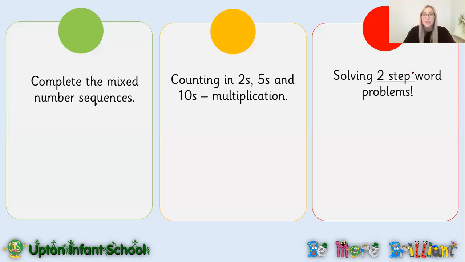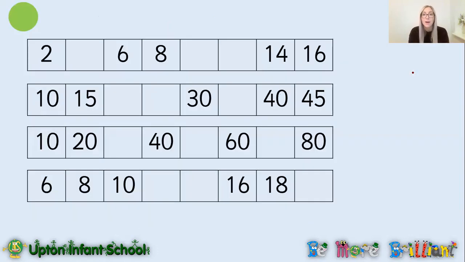So your challenges today are the green challenge, which everybody can have a go at, are completing the mixed number sentences. Then the amber challenge or the yellow challenge is counting in 2s, 5s and 10s and its multiplication. Then the red challenge is having a go at solving those 2-step word problems. Okay, so here is the first part of the green challenge. So you are doing your 2s, 5s and 10s.